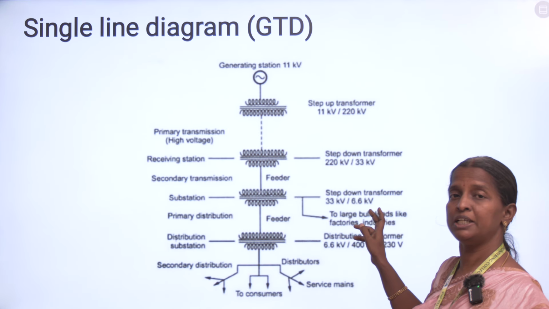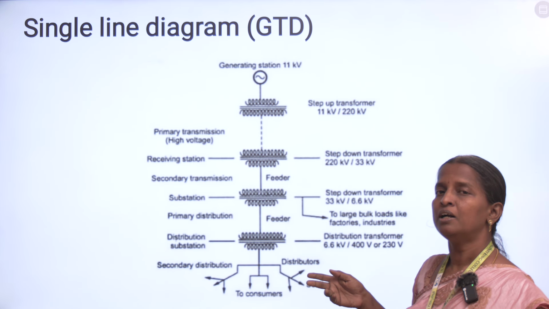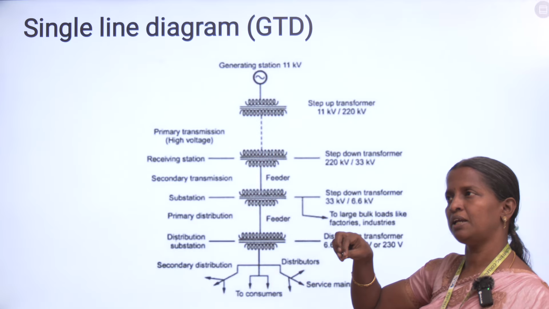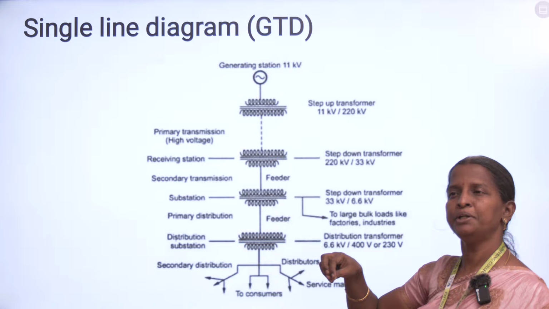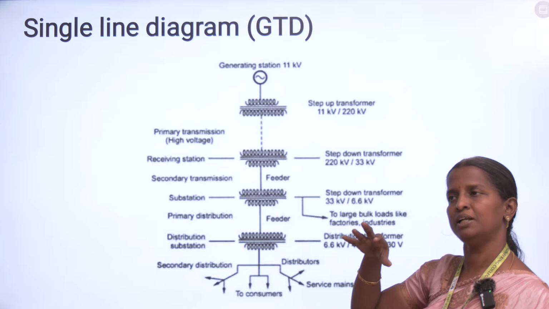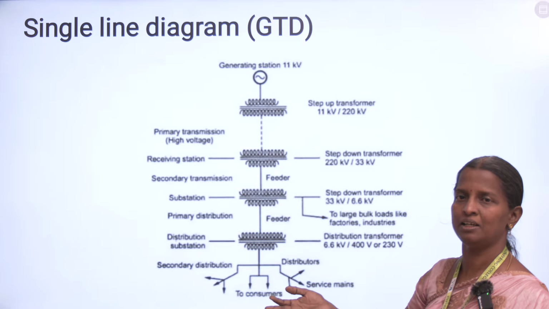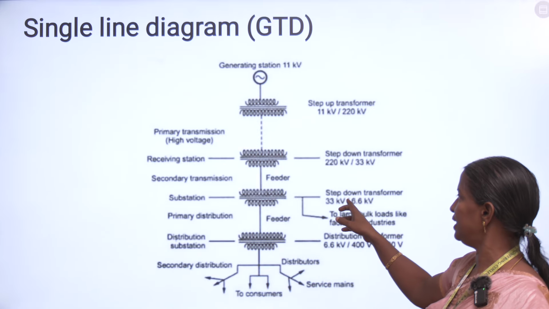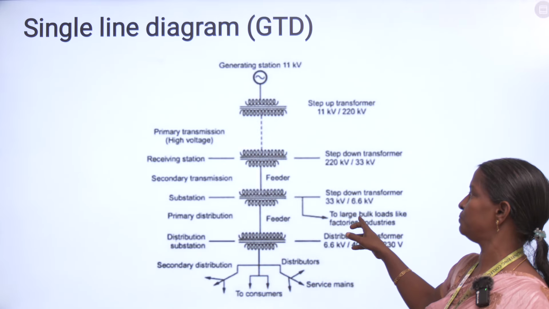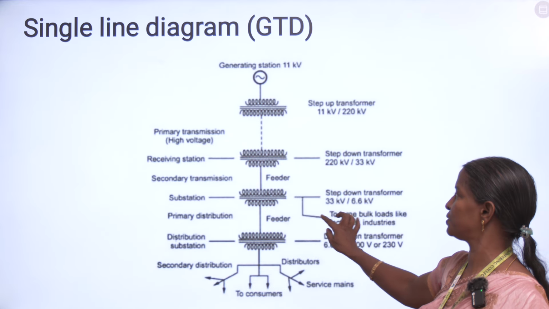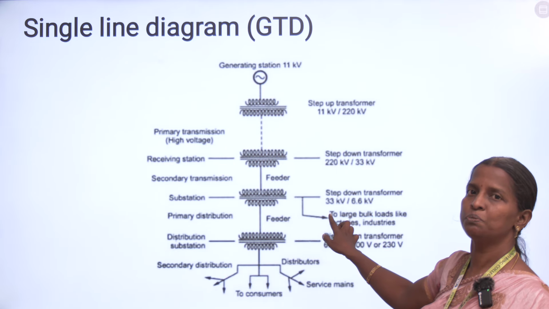So in some companies, factories and all, they are in need of more voltages, high voltages they will use. Inside that they will use indoor substations. There they will step down the voltage, or directly they may use the high voltage for some machines and all. So it will be given to the bulk consumers. So this portion is called primary distribution.